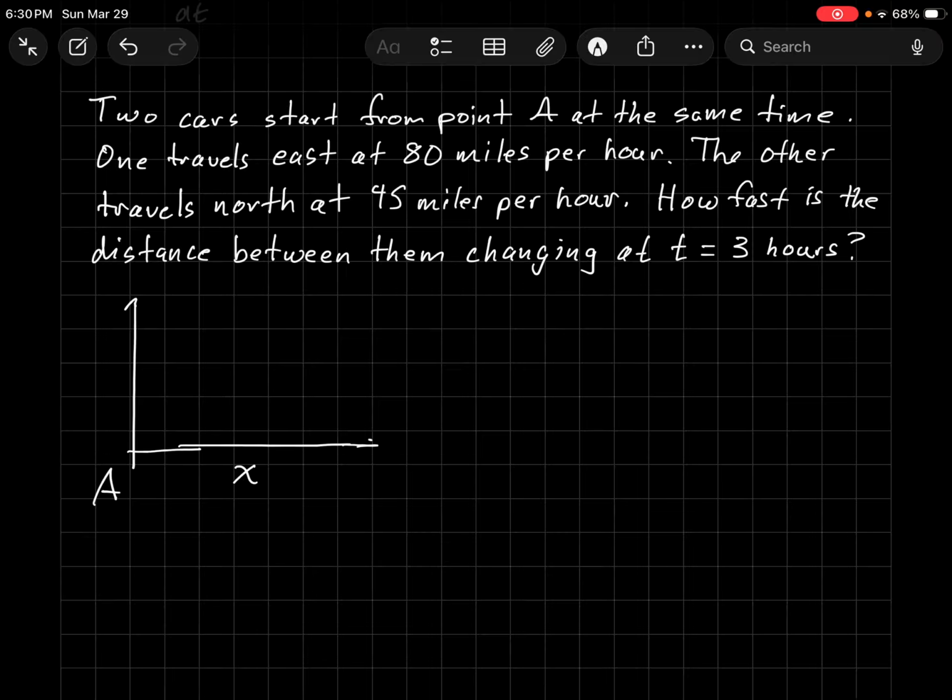Let me put arrows as well, to indicate direction of motion. So that length is changing, so I'm calling it a variable. And I want to find how fast the distance between them is changing. So I probably need a third side. Let's get a third side over here. And I want to find how fast this distance is changing. Well, it's changing, so we're going to call it a variable, of course.